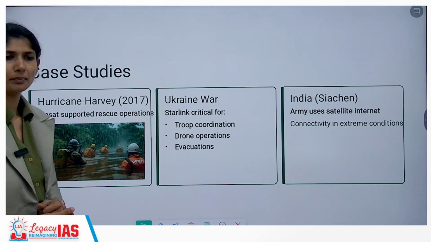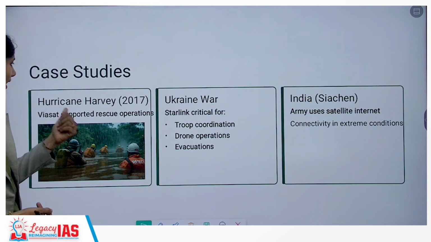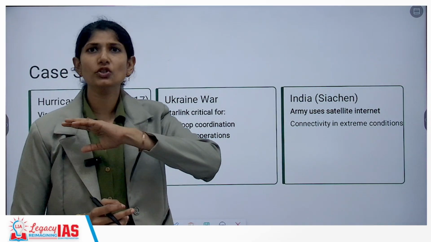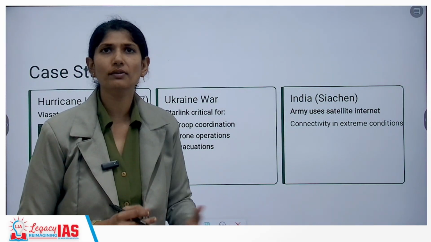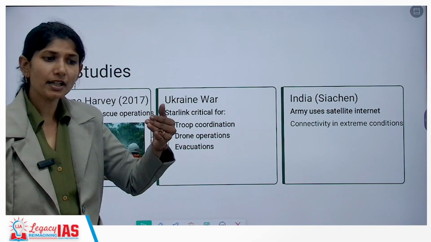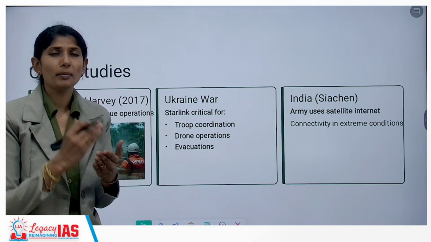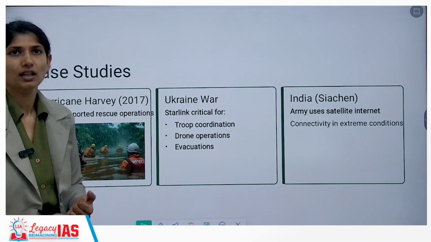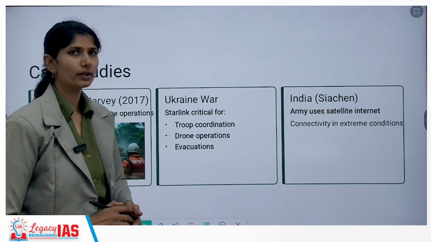A few examples. During Hurricane Harvey, 90% of the internet communications from the ground level was cut off. But they were able to do last-moment rescue operations using VIA-SAT. Understanding? And also in the Ukraine war.